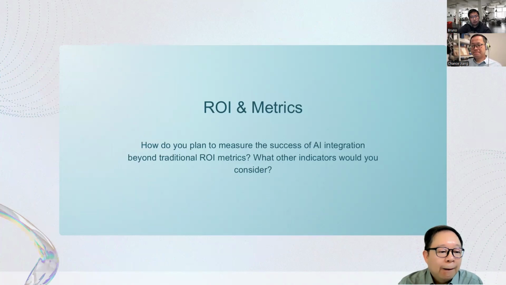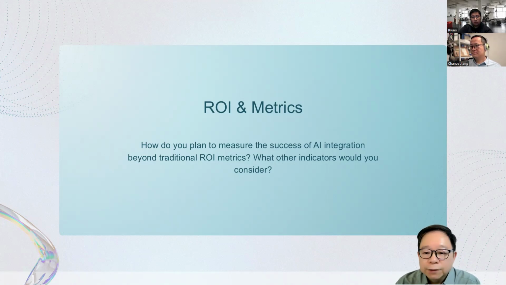Okay, maybe my turn. So this question is about return on investment and the KPI, the metrics. The question is, how do you plan to measure the success of AI integration compared with the traditional ROI metrics, right? I think we all know that sometimes organizations want to use parameters, metrics, indicators, right? So is there any way that we are able to measure the result of the AI after implementing the AI solution? I would just summarize based on the points that I made during my presentation.